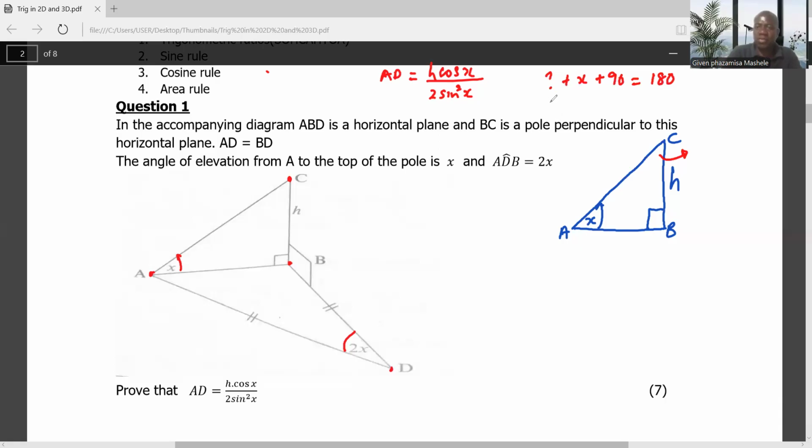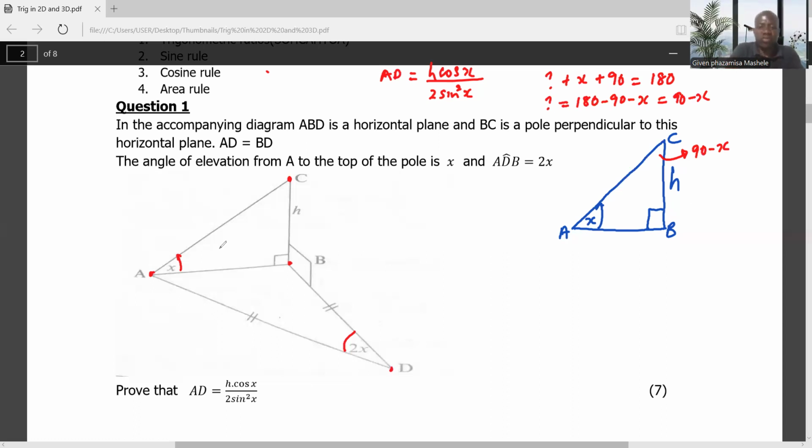The angle that we don't know here, I can remain with it. It's just going to be 180 minus 90 minus x. 180 minus 90 minus x is just 90 minus x. I'm just showing others, but I know already it's 90 minus x. So this angle here is 90 minus x. Okay, that is the first triangle that we got.